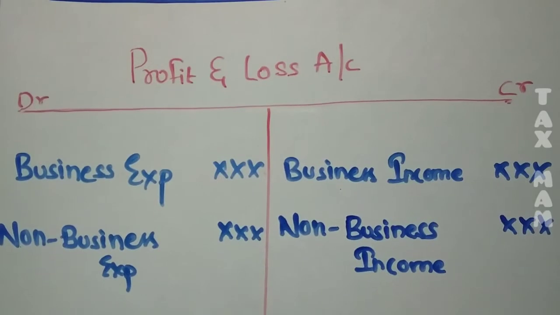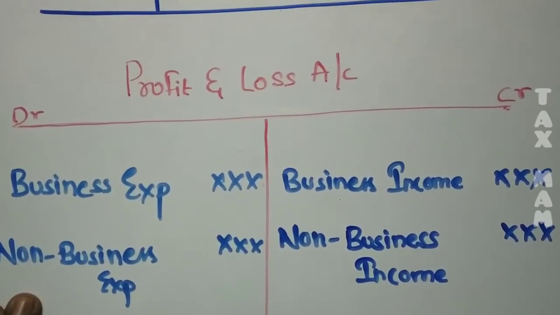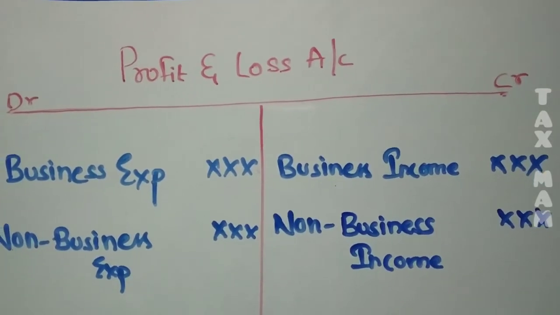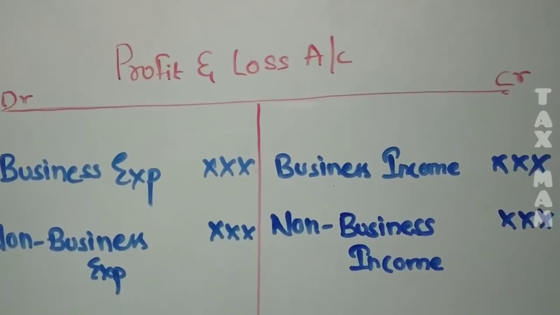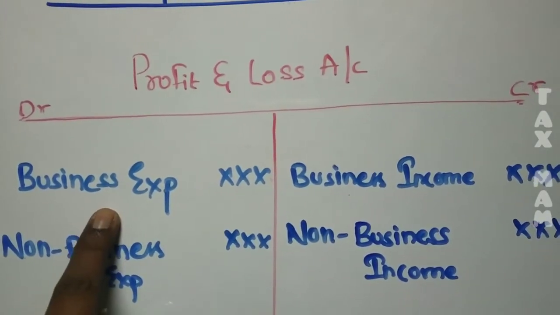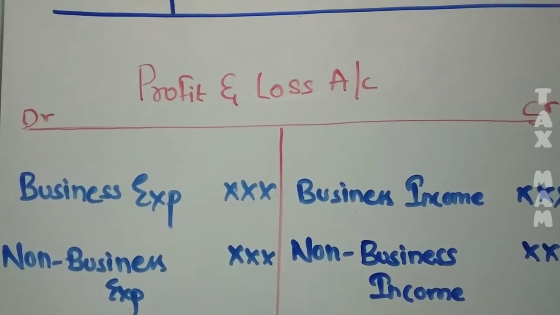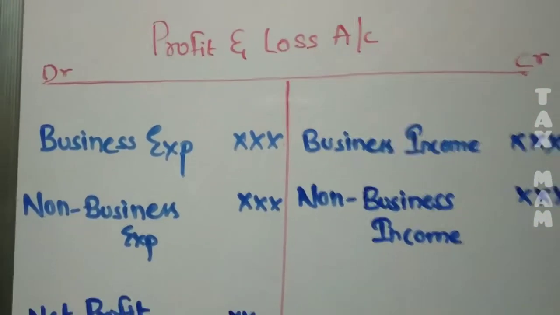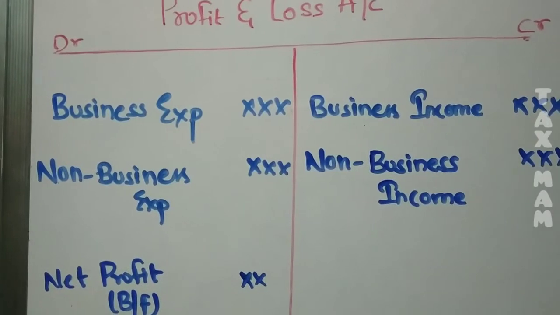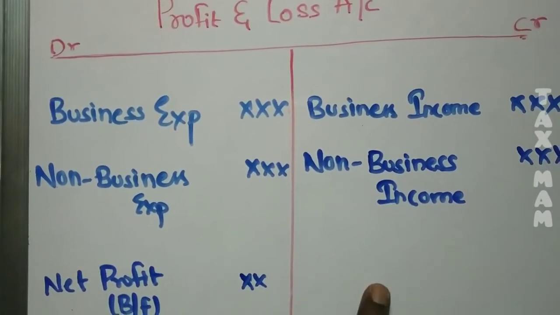As we all know, by the golden accounting rule, the P&L account will be debited with all the expenses and losses and credited with all the incomes and gains. If you listen carefully, all the expenses and losses will be debited, all the incomes and gains will be credited. So if we want to find out the business profit, what we will get from the P&L account is the net profit or net loss.